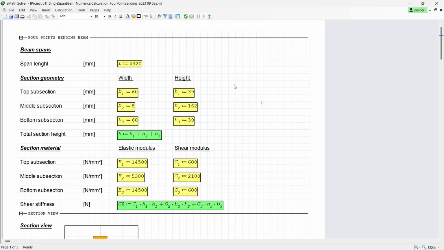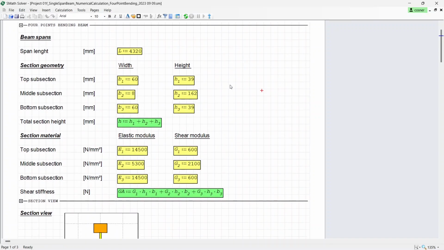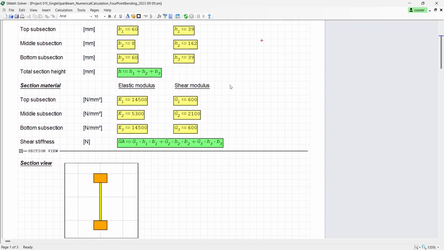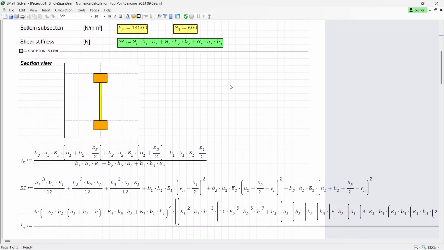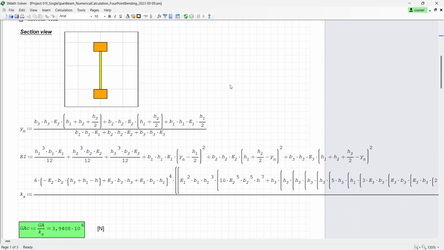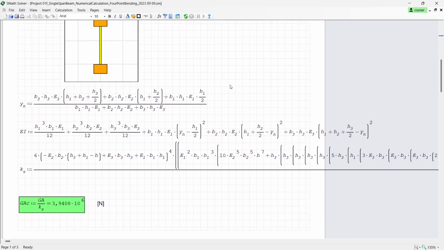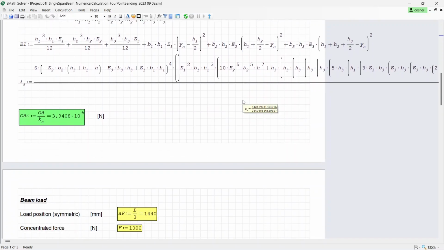As you can see, I defined at the beginning the section geometry and the section materials. I defined a composed cross-section with three rectangular sections. And I calculated the correction shear factor and the shear stiffness of the beam. We are going to take into account the shear deformation as well as the bending deformation.